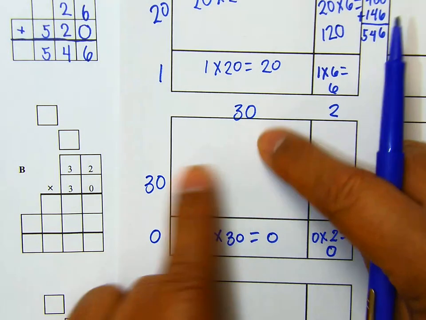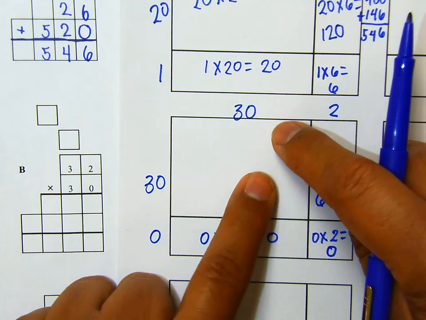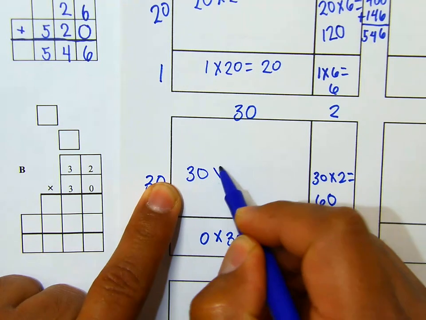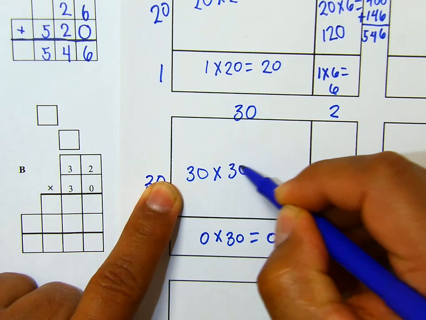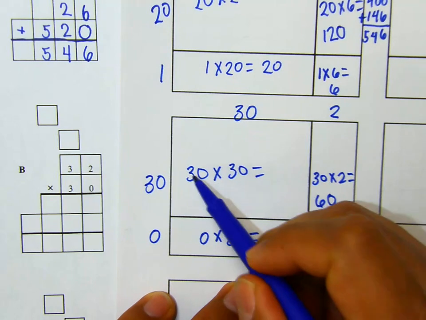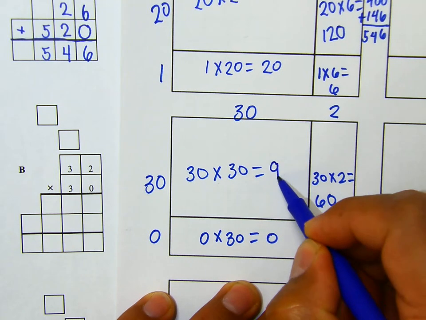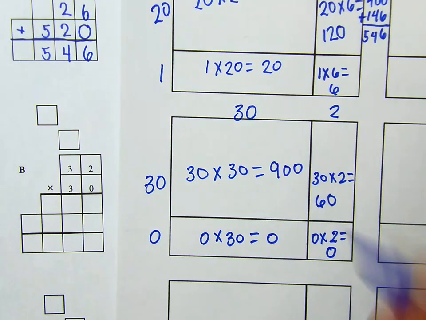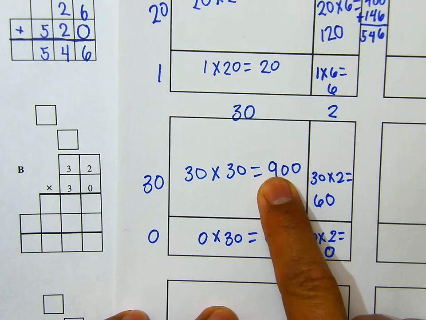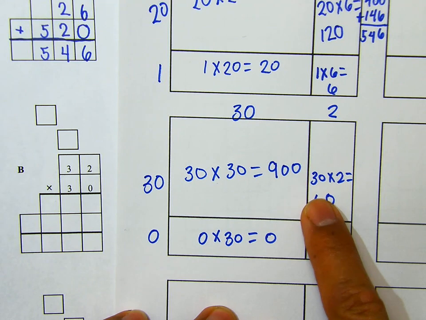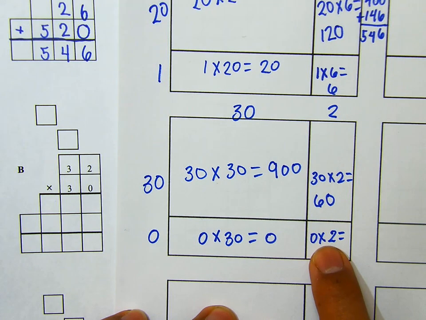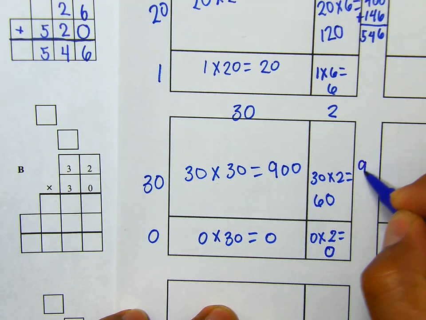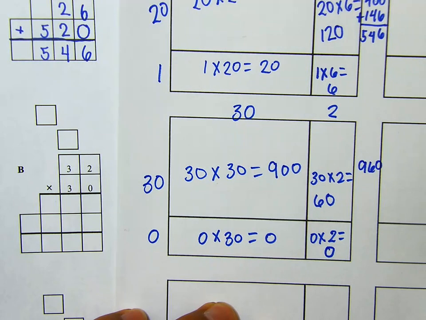Then I go to our last area here. So we look to the left, it's 30 times, I look to the top, that's 30 equals. I know 3 times 3 is 9. And then I have 2 zeros, so I bring those 2 zeros over. So that would be 900. Then all I have to do is just add those. So I can go 900 plus 60 is 960, plus 0 still 960, plus 0 still 960. So this would be 960.